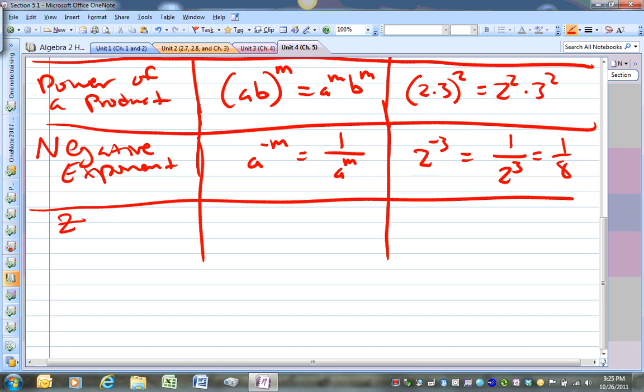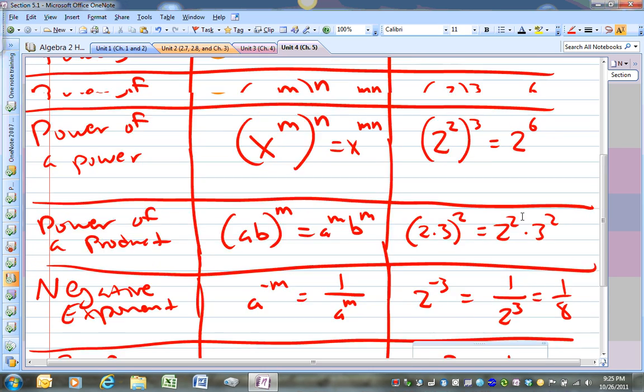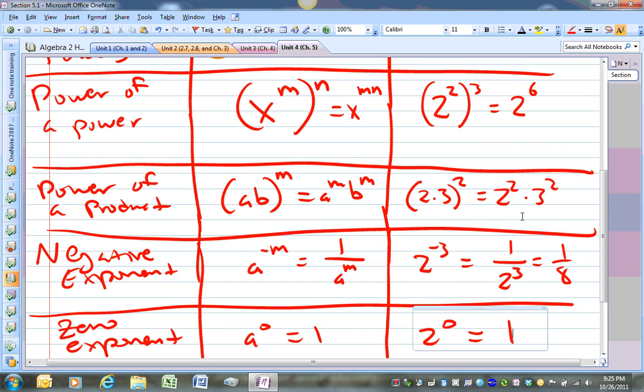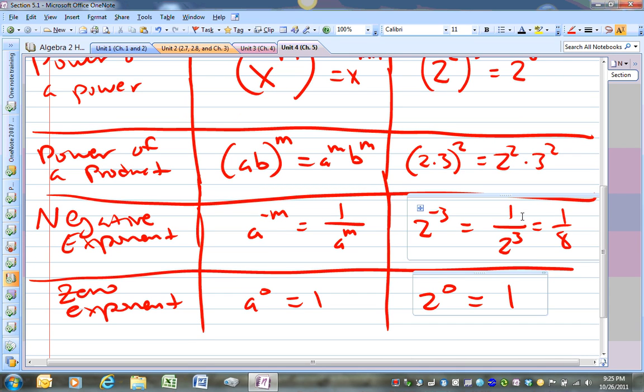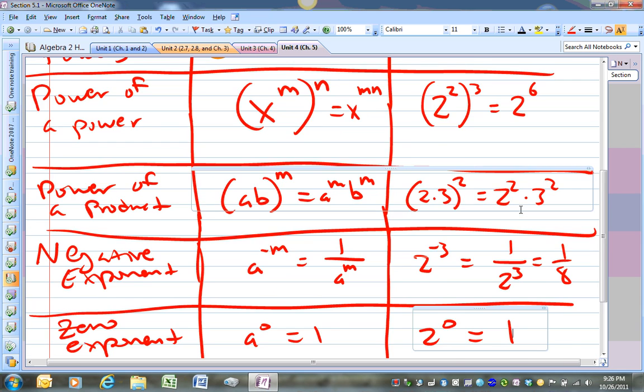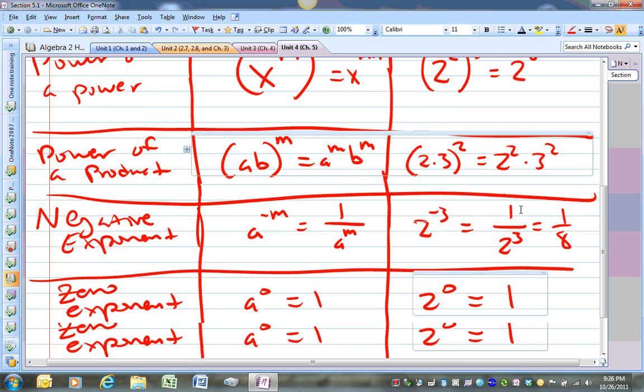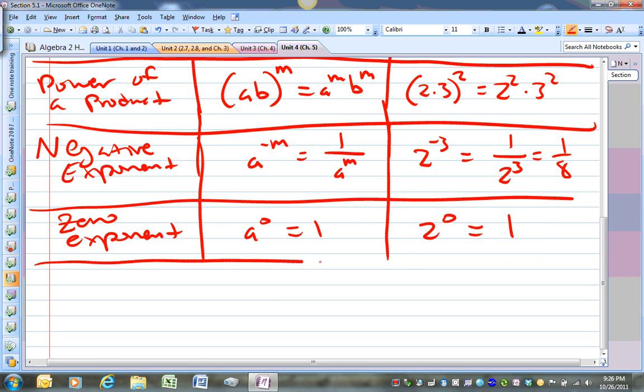Zero exponent. Anything raised to the 0 power is always going to be 1. So 2 to the 0 power equals 1. So far we've now covered 5 properties. Let's do another one.